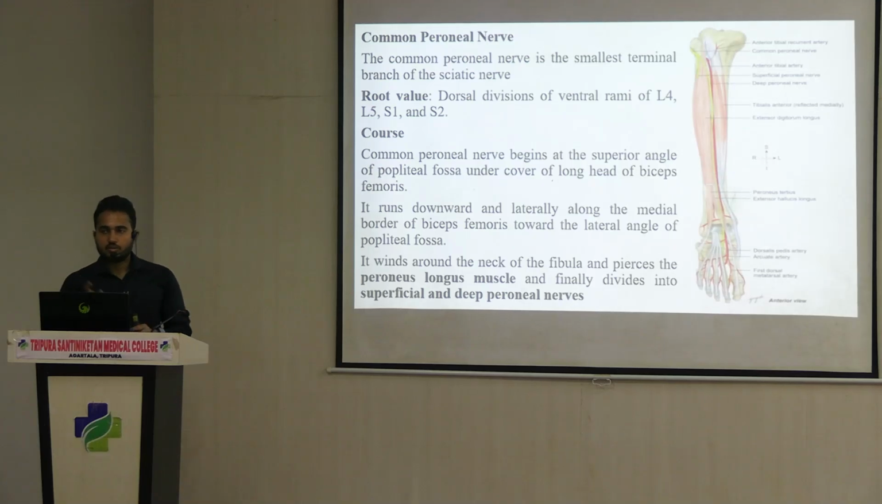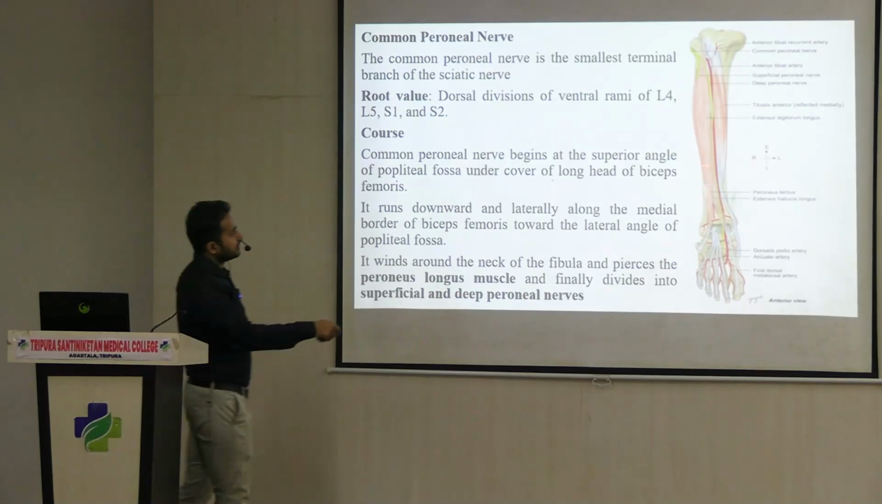So once it is winding around the neck of the fibula, at that time, from the posterior aspect, it is coming to the lateral aspect. The neck of the fibula is lateral, and in that part it is piercing which muscle? Peroneus longus muscle, and then it divides into two, superficial and deep peroneal nerve.